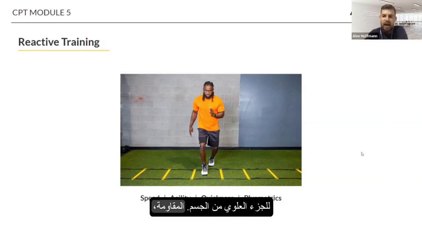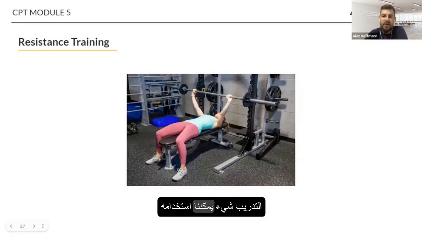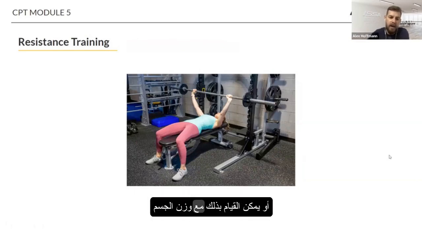Resistance training. Resistance training is something that we can use to improve strength, maximal strength. We can use it to improve strength endurance. We can use it to improve muscle size, and we can also use it to improve muscle power. Resistance training can be done with tools such as machine weights, barbells, dumbbells, medicine balls, or it can be done with body weight as well.